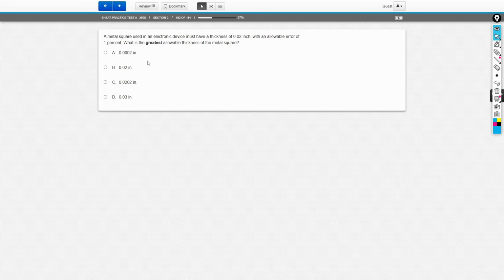Over here it says a metal square used in an electronic device must have a thickness of 0.02 inch with an allowable error of 1%. What is the greatest allowable thickness of the metal square? So in this case, the device has to have a thickness of 0.02, but you're allowed to have a distance that's either plus 1% over or minus 1% under, okay?